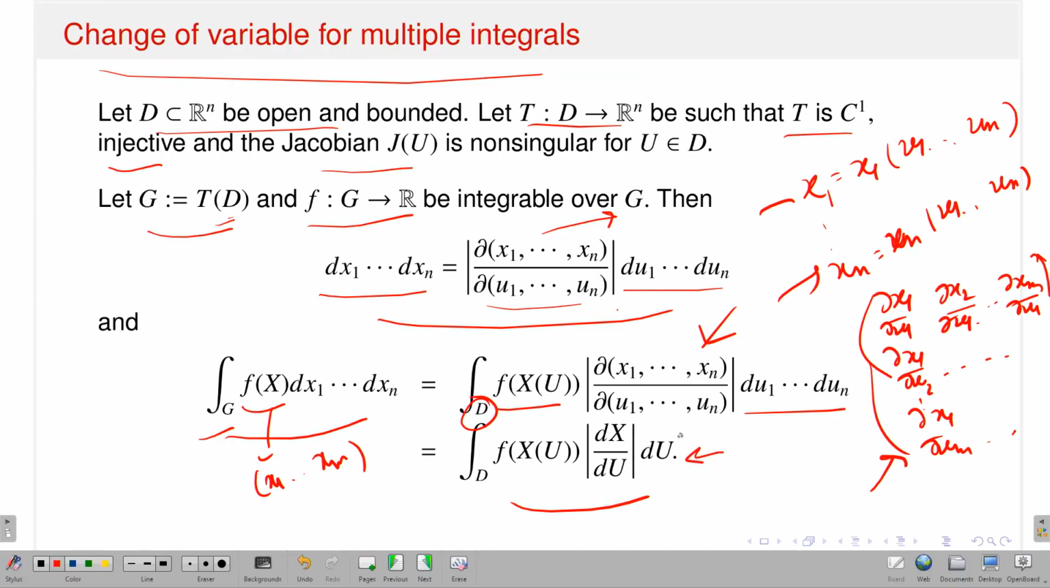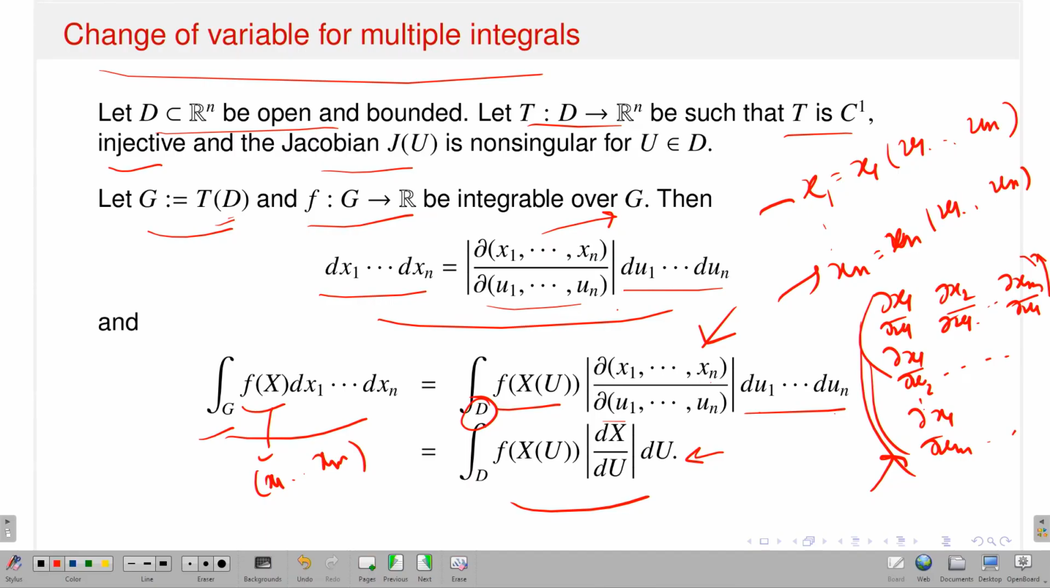This is a notation. So, du stands for du1 up to dun, and this absolute of dx by du is nothing but the del x1, x2, xn divided by del u1, u2, un, which is nothing but a determinant of the n cross n matrix whose elements are like this. So, that is how the change of variable formula will work.